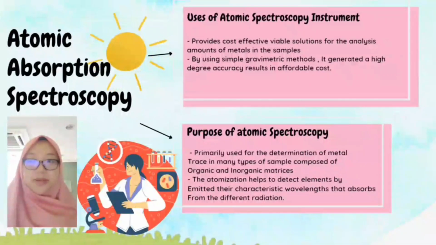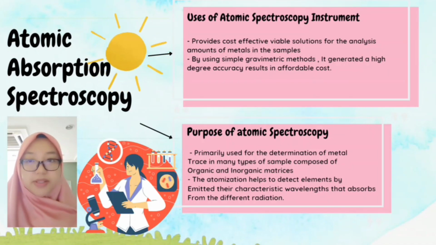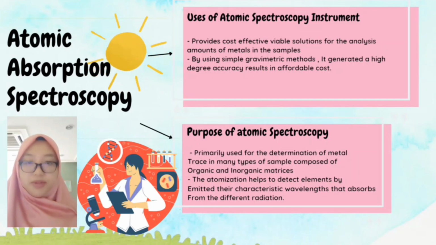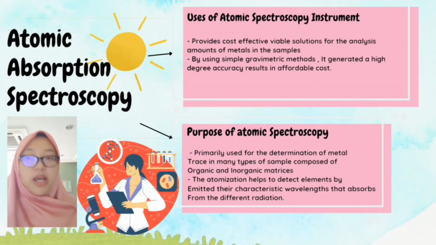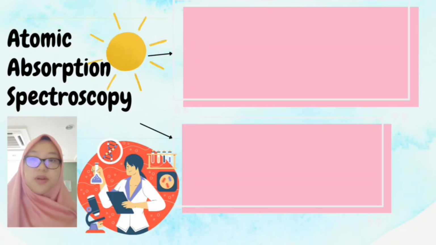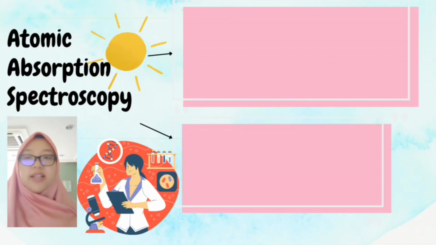Okay. Next, we're going to explain atomic absorption spectroscopy. The first use of atomic spectroscopy was as a cost-effective, ideal solution for the analysis of amounts of metal in samples. Then, by using gravimetric methods, it generates highly accurate results at affordable cost. The purpose of atomic spectroscopy was primarily the determination of metal traces in many types of samples composed of organic and inorganic matrices. Then, atomization helps to detect elements by emitting their characteristic wavelength that is absorbed from their different radiation.